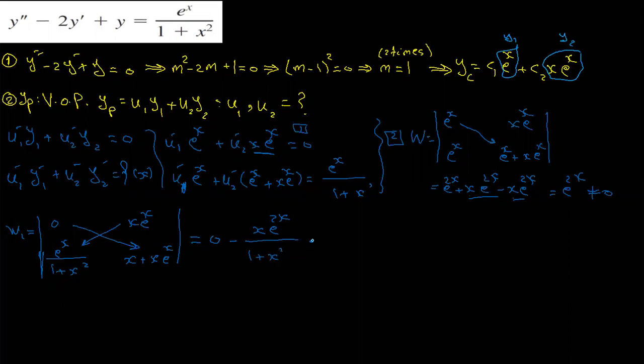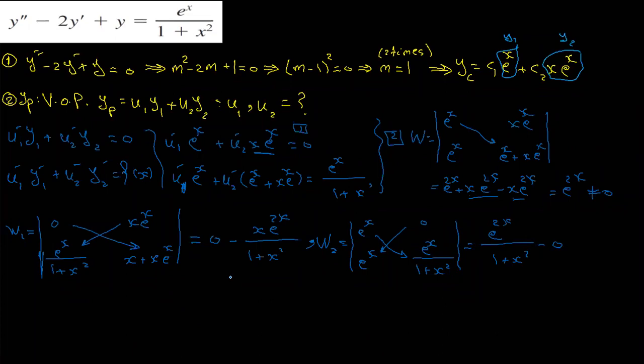Second step is to find W2. And also, as Muhammad said, leave the first column, and change the second column to be your right-hand side, 0 and e to the x divided by 1 plus x squared. To find its value, this by this, so it will be e to the 2x divided by 1 plus x squared, minus this by that, which is 0.